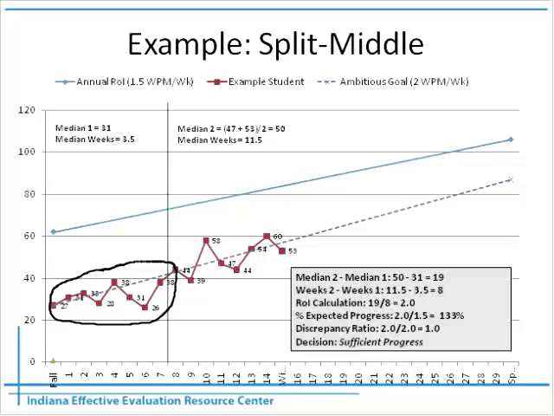Okay, so we calculate the median of these 8 data points, and then we would calculate the median of these 8 data points. And so we can see up here that the first median is 31, and then the second median is 50. We also calculate the median number of weeks.